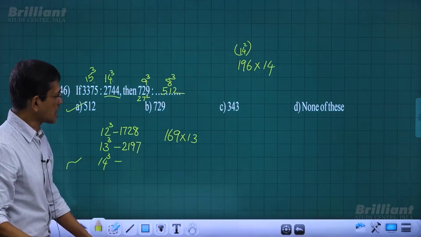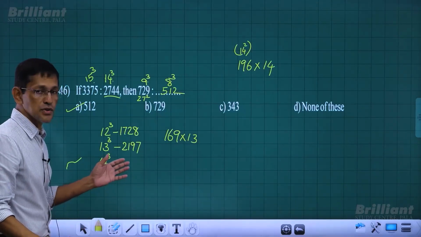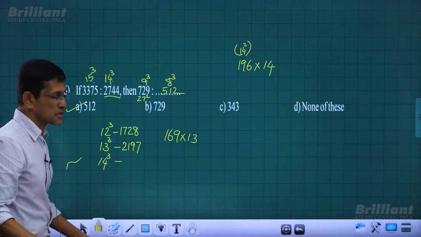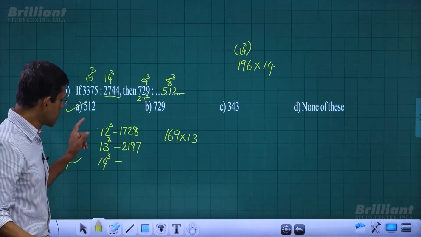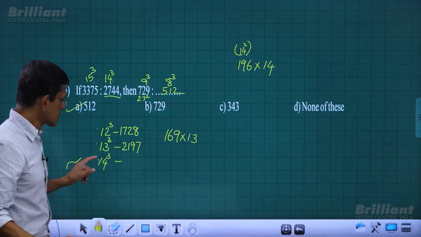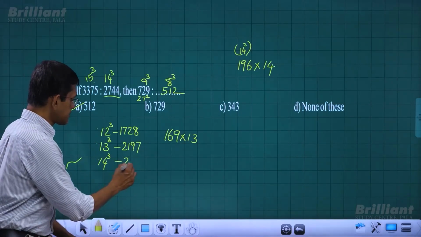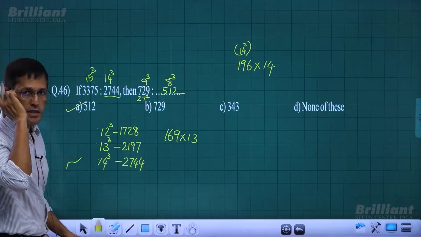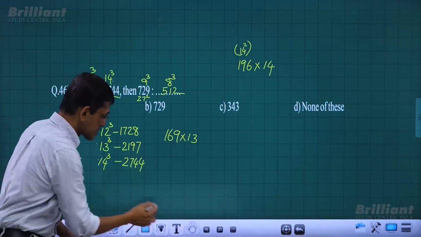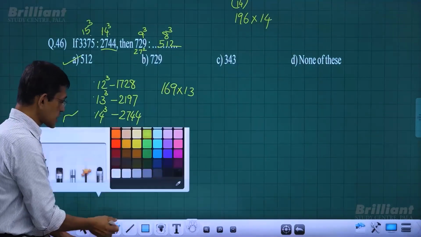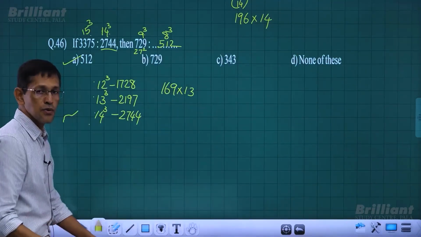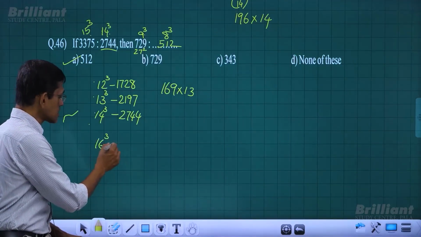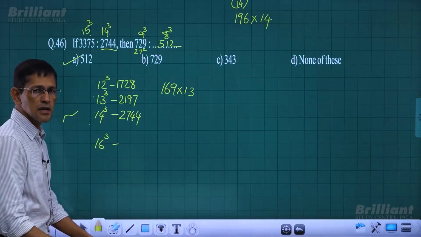So it is a good exercise to find out the squares and cubes of numbers, especially now that we are dealing with cubes. We got 12 cube, 13 cube, 14 cube is 2744, 15 cube is 3375. How about 16 cube? Is it easy to get 16 cube? Anybody know what is 16 cube? If you are not sure about it, just multiply it. How do we do it?